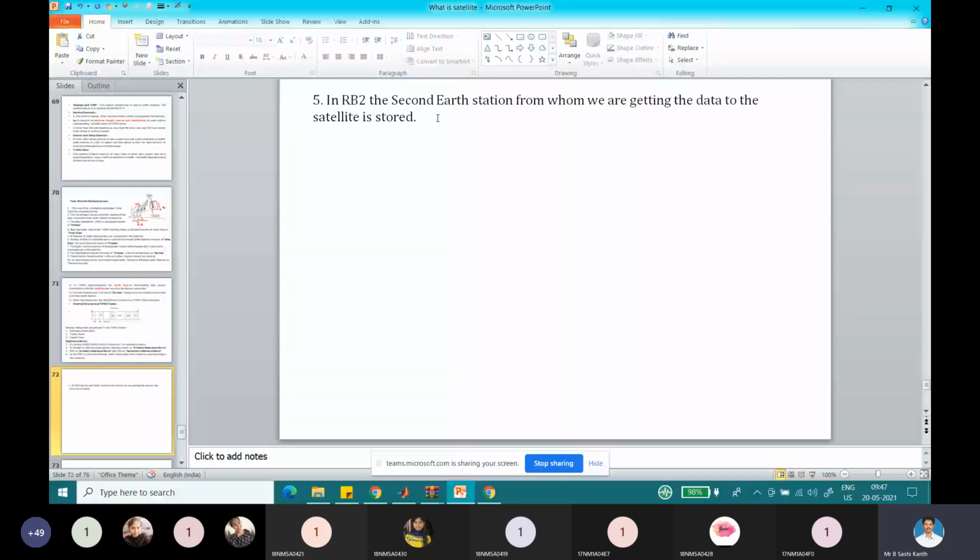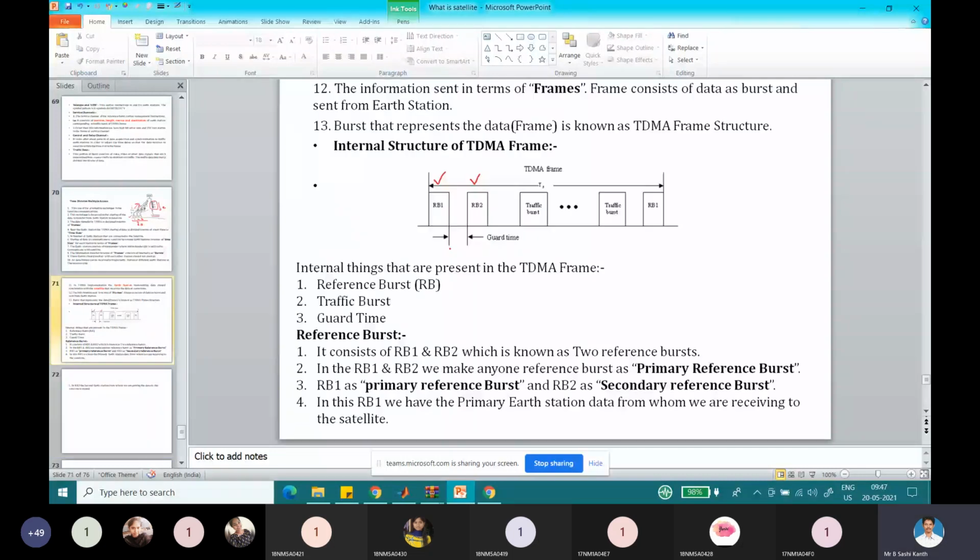So this is the point which we have discussed now, which is nothing but we have discussed about RB1 and RB2. And there is some gap here. So that is called as guard time. Okay. So this guard time which is being present here is nothing but to help you.